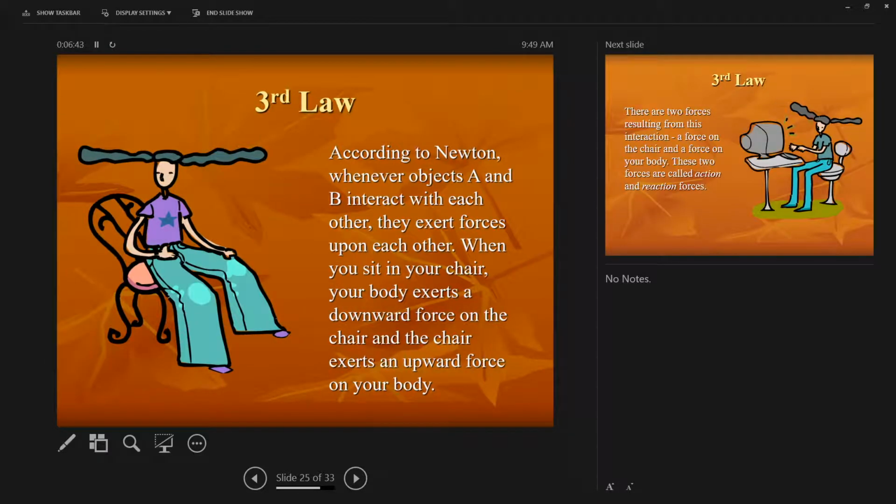So according to Newton, whenever objects A and B interact with each other, they exert forces upon each other. When you sit in your desk or chair, your body exerts a force downward on the chair, but the chair also exerts an upward force on your body, keeping you up. What if you sat on an empty cardboard box? The cardboard box can't exert a strong enough force to keep you upright, so you crush the box and fall down.